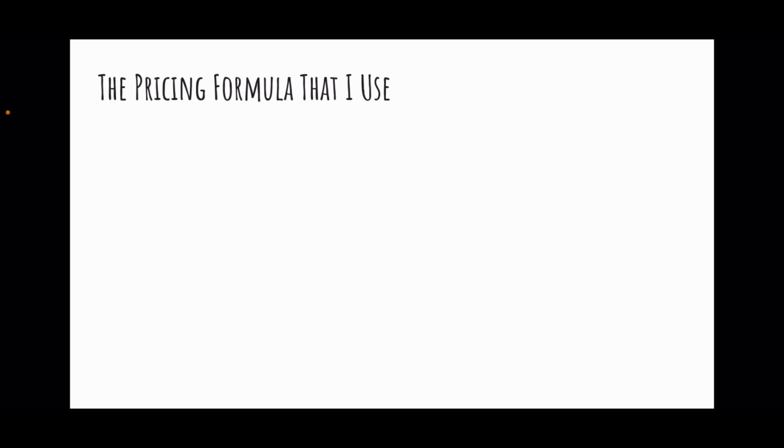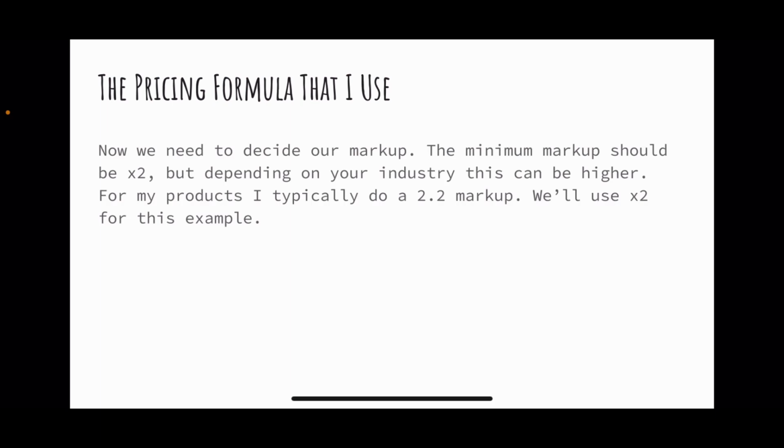Now it's time to decide on our markup. So your minimum markup should be times 2 for each part of the calculation, but a typical markup is between 2 and 2.5. However, if you're in an industry that allows for a higher markup, like fine jewelry, and you can do 3, 4, 5 times or even more, absolutely do that, okay? So for this example, though, we are going to use a 2 times markup.